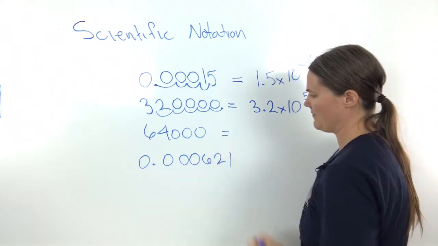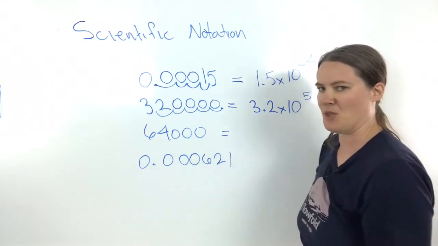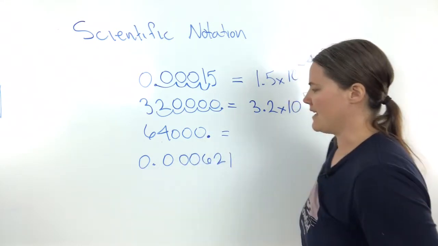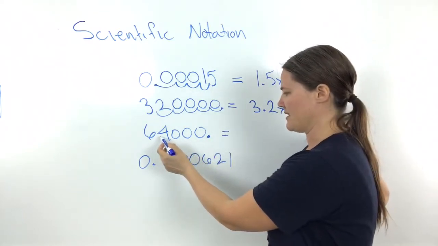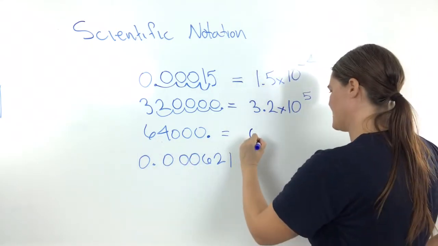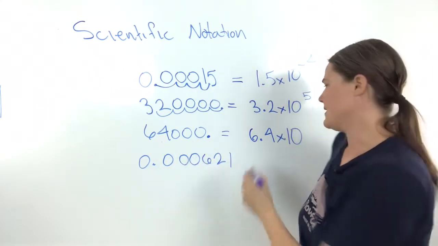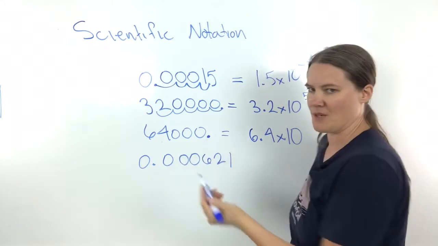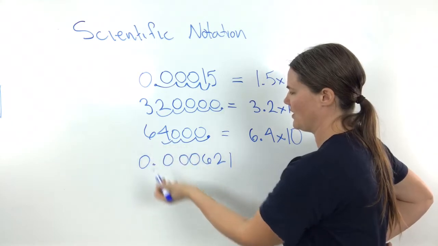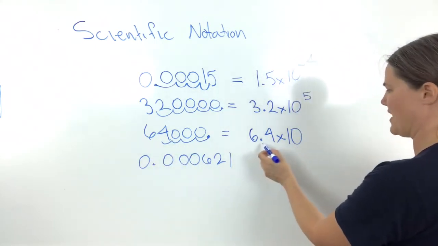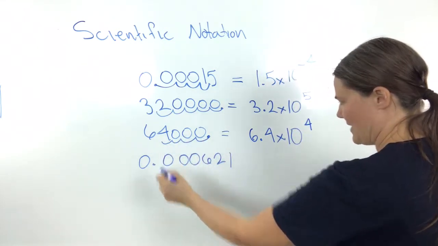Now let's do the next one. This number, 64,000, also doesn't already have a decimal point here, so I'm going to add one. And then I want the decimal point to end up between the 6 and the 4, so I'm going to just write 6.4 times 10, and then I need to figure out what this exponent is. So I'm going to move the decimal point to the left, so 1, 2, 3, 4. So that means my exponent for this number is positive 4 because I moved the decimal point to the left.